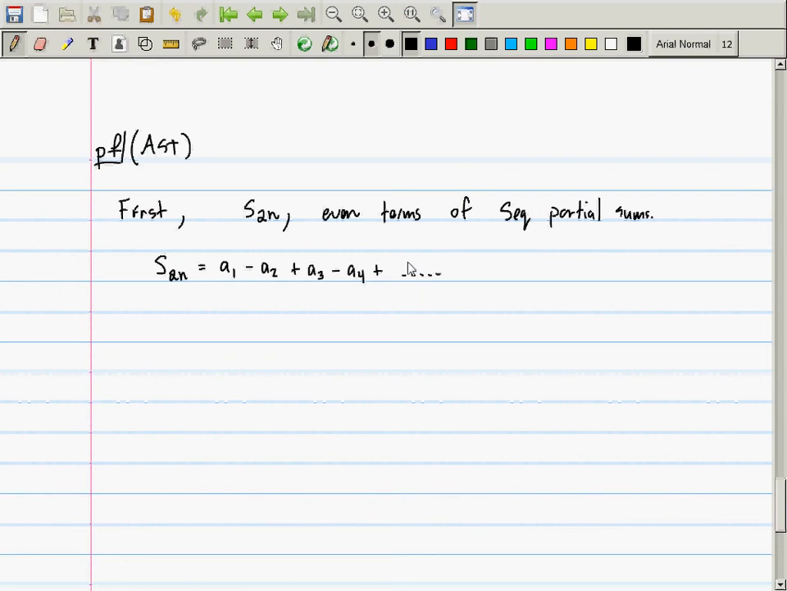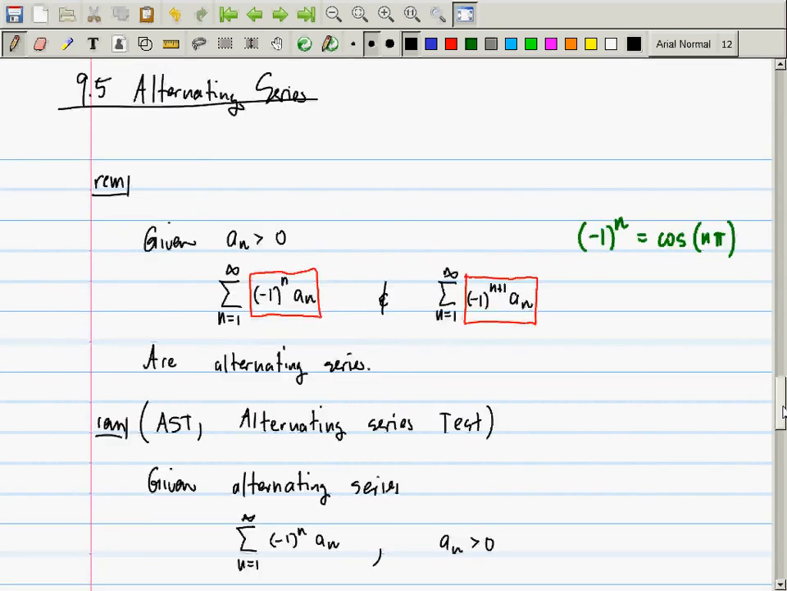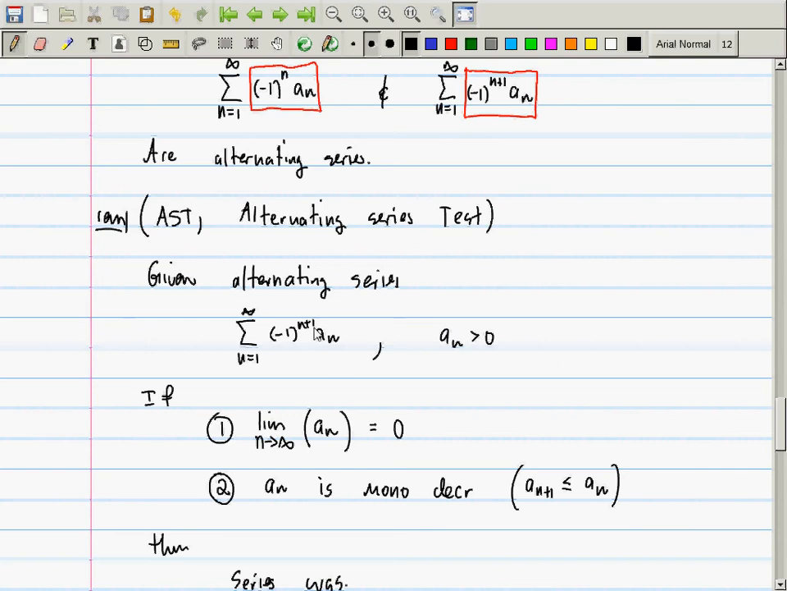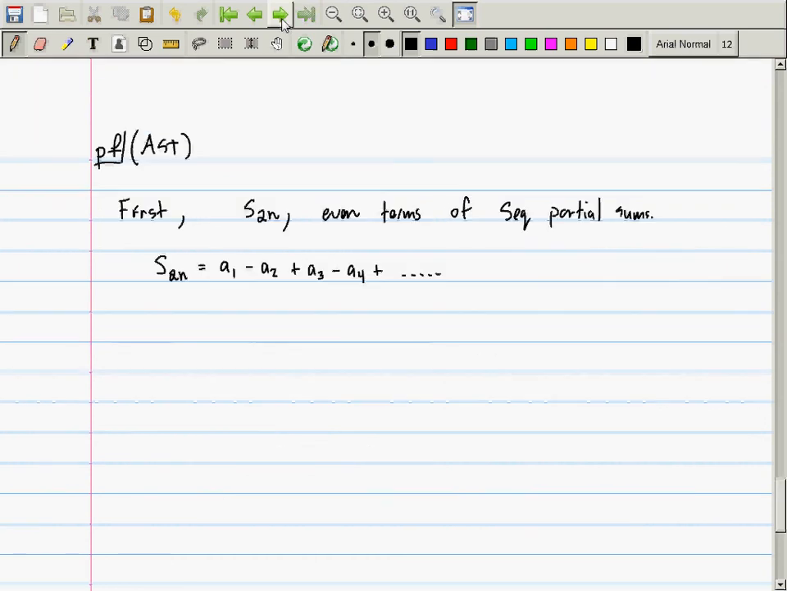Now, notice that the sign of the odd terms is what? Positive. Wait a minute. This is backwards. So let's change this in the alternating series test to make this plus one so that it's correct. It works just as well for the other thing. It's just that I'd have to change all of the signs backwards and forwards.